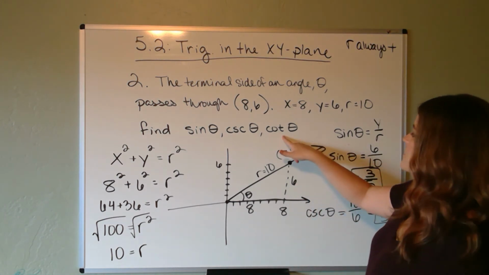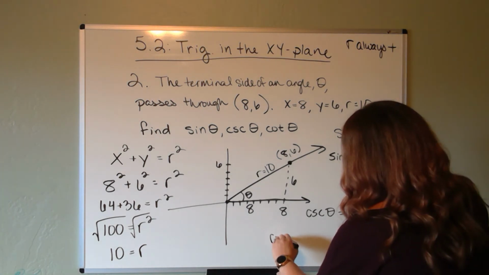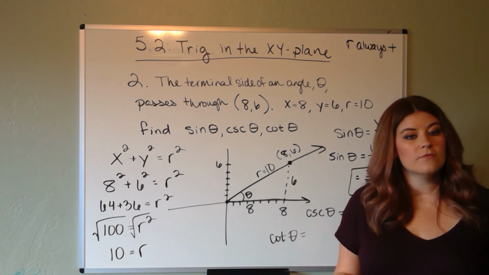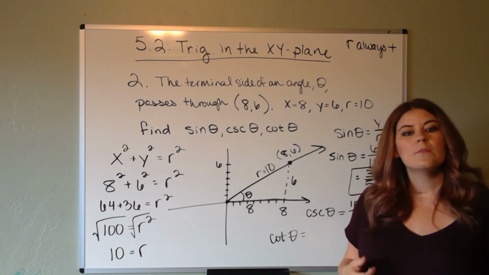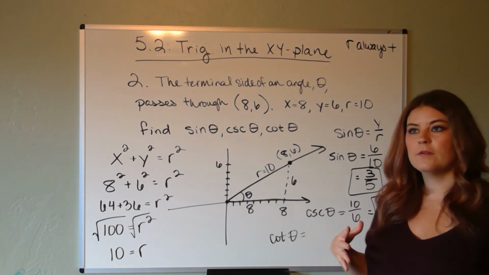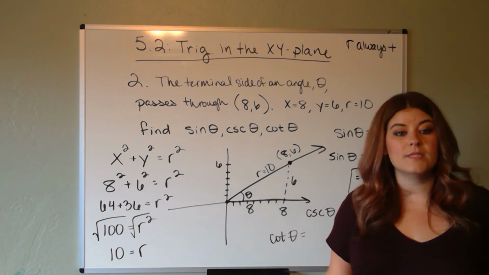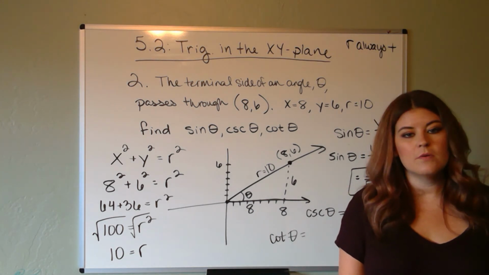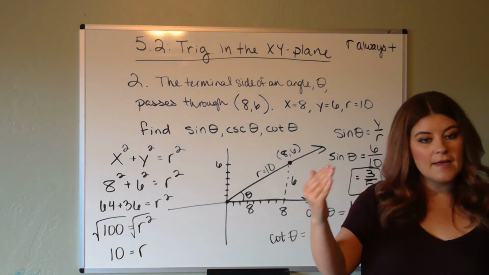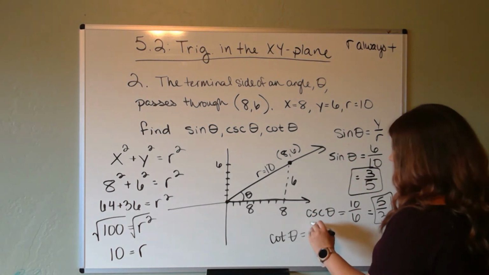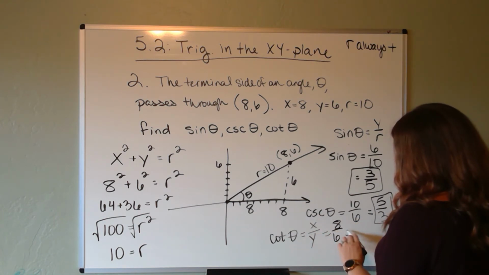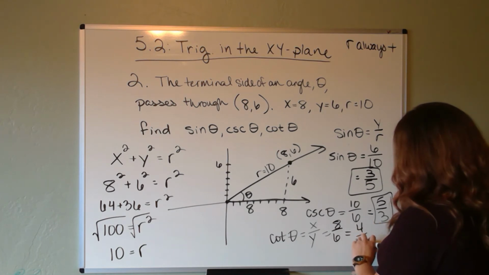What's the last thing it asks for? Cotangent. So you guys, we haven't found tangent for this one yet, so we can't just flip it, but we can remember our ratio for cotangent. If you want to remember cotangent as the reciprocal of tangent, that's a good way to remember it. Tangent is always y over x. Cotangent is always the flip of that, x over y. So cotangent is x over y, so 8 over 6, but we reduce that to 4/3.